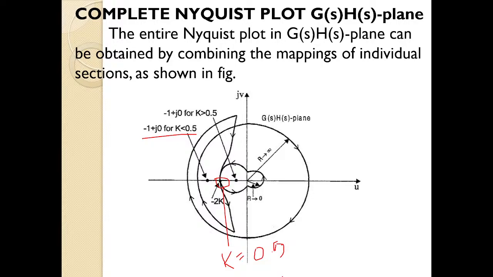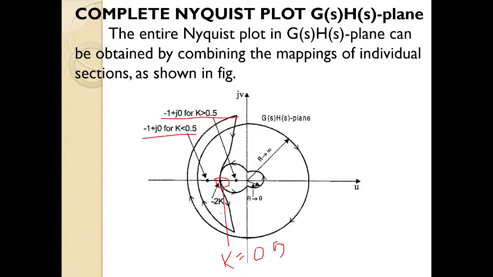As you move towards the origin on the negative real axis, the magnitude of the values will increase, isn't it? If yes or no, you just mention whether you are listening to the class or not. How should I know if you won't answer my questions? As we move towards the origin on the real axis, the magnitude will increase. As you move away from the origin towards minus infinity, the magnitude will decrease. So if k is less than 0.5, this minus 1 plus j0 point will shift towards left. If k is greater than 0.5, it will shift towards right side. I hope you are able to understand if you are listening carefully.